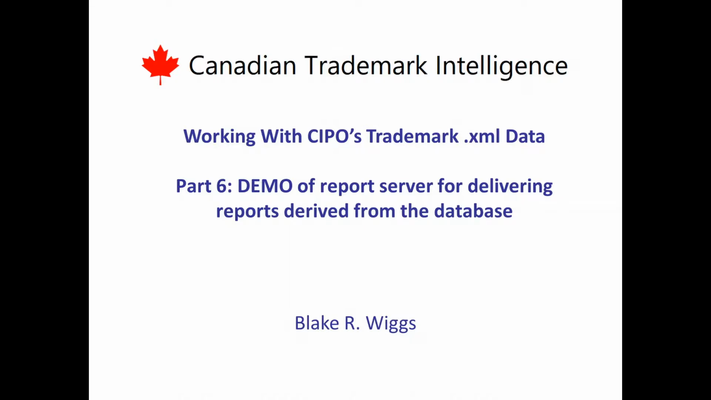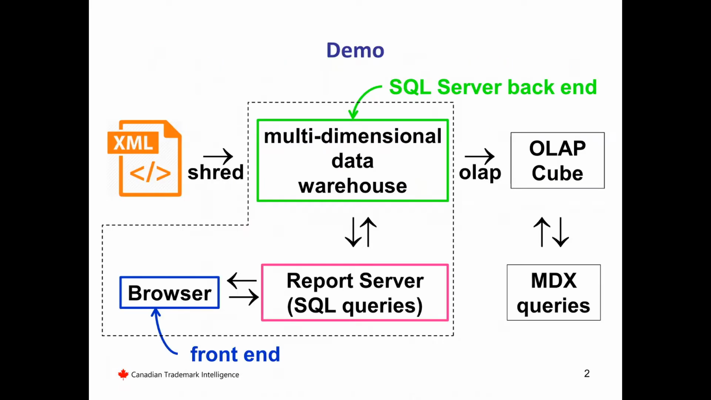Welcome to part 6 of the series on working with CIPO's trademark XML data. I showed this slide in parts 3, 4, and 5 of this series. The demo I'm about to do involves the pieces within the dashed reverse L-shaped rectangle in the middle.